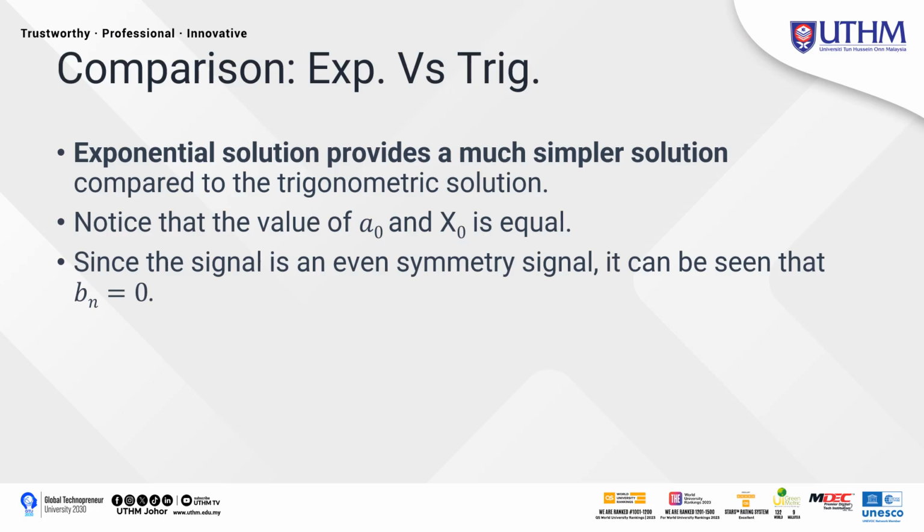If compared between exponential and trigonometric Fourier series, the exponential Fourier series provides a much simpler or easier solution. Okay, then note that the value of a naught in the trigonometric and x 0 in the exponential is actually the same. So when the signal is an even symmetric signal, just like the previous example, it can be seen that bn is 0. So this is part of the properties. All right.